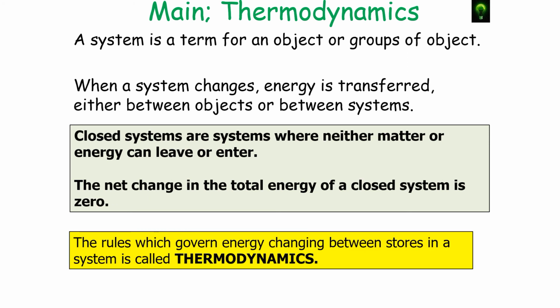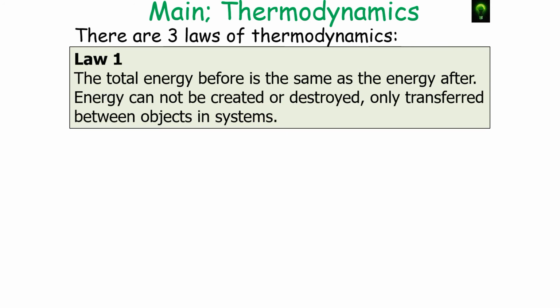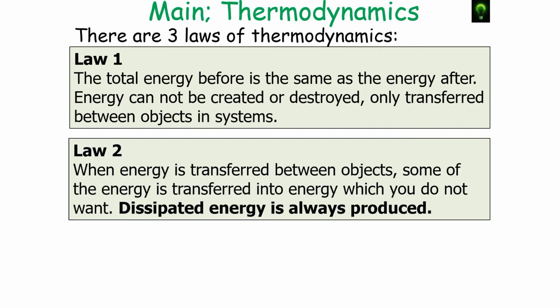Now the rules which govern energy changing between stores in a system is called thermodynamics, and there are 3 laws of thermodynamics. Law 1: the total energy before is the same as the total energy after. Energy cannot be created, energy cannot be destroyed, only transferred between objects in systems.